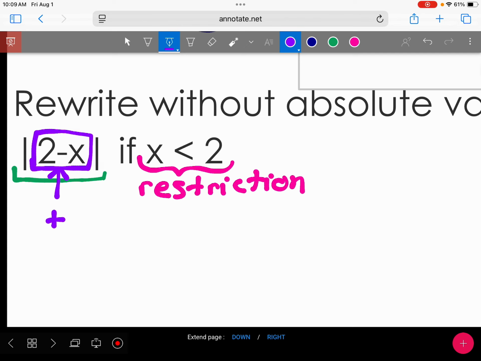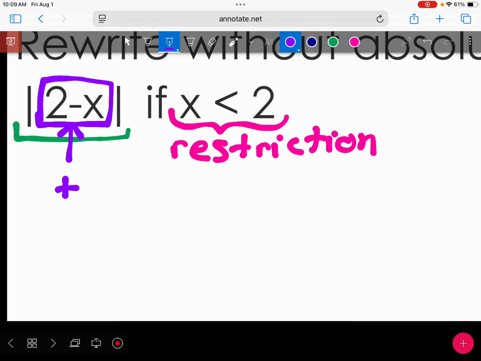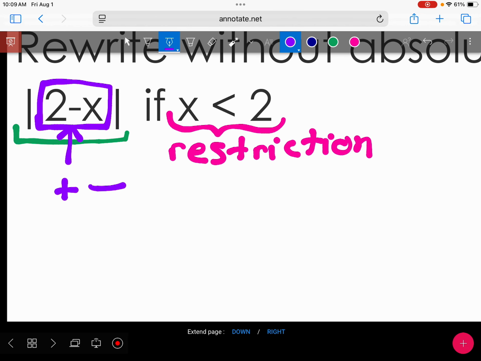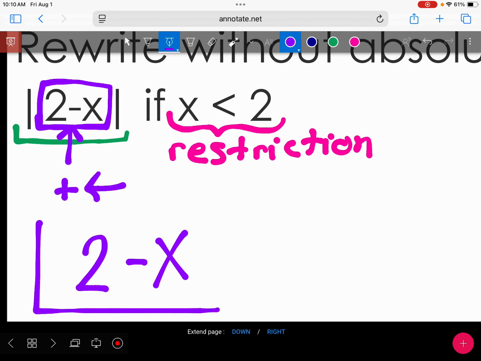This is a direct snip from the book. It's just in the way. So when our argument, the bit beside the absolute values, is positive, the expression is exactly what was in there, 2 minus x. So if the restriction makes the absolute value positive, just drop the absolute value bars.